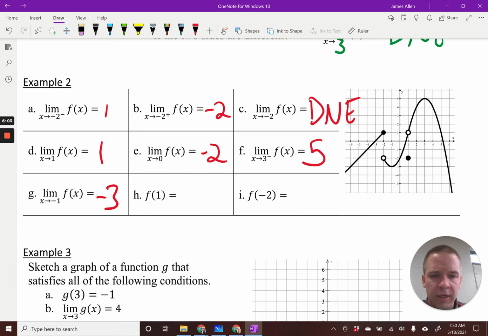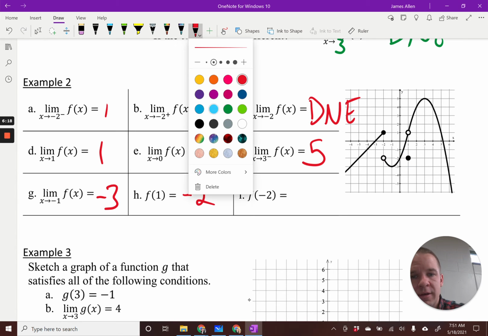Okay, now we're not talking limits. We're just talking function value. What's f of 1? F of 1 is not this guy right here because it's a hole in the graph. It is that one right there. So I'd have -2 for my answer.